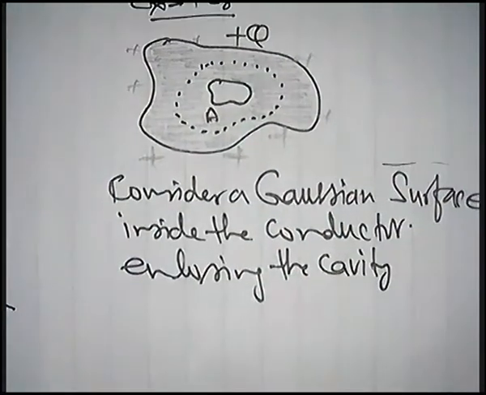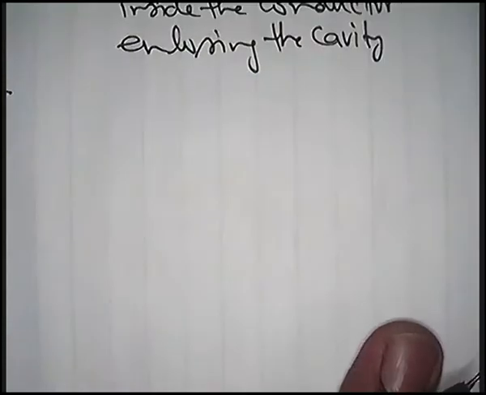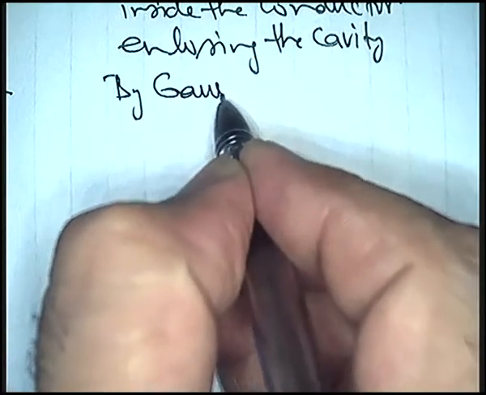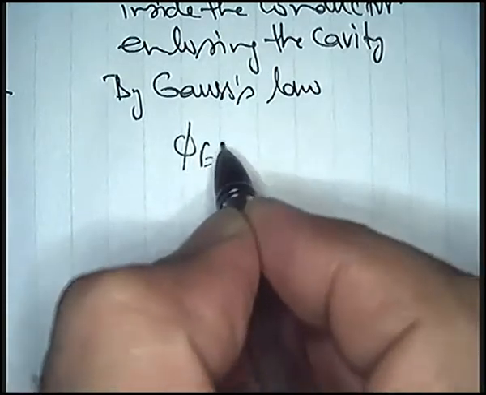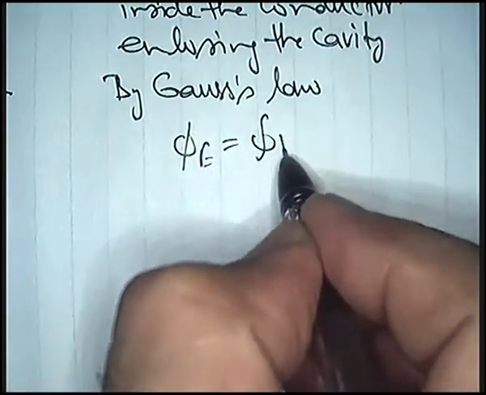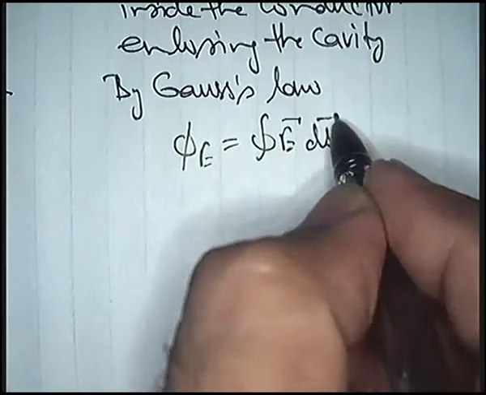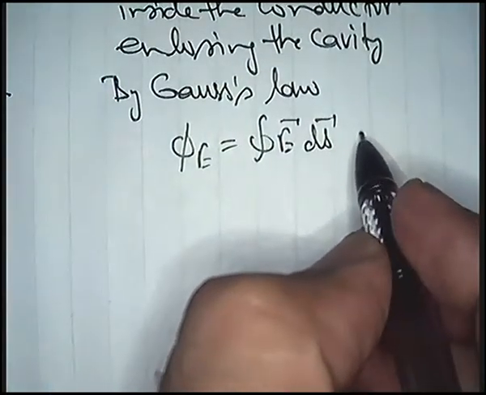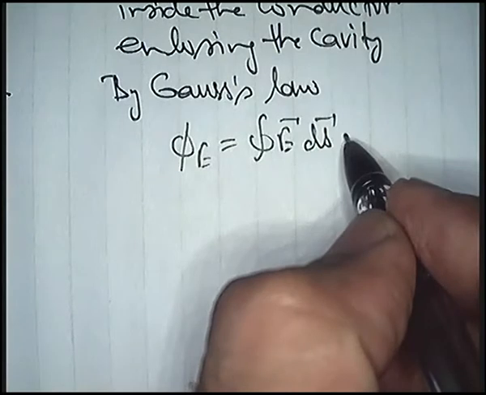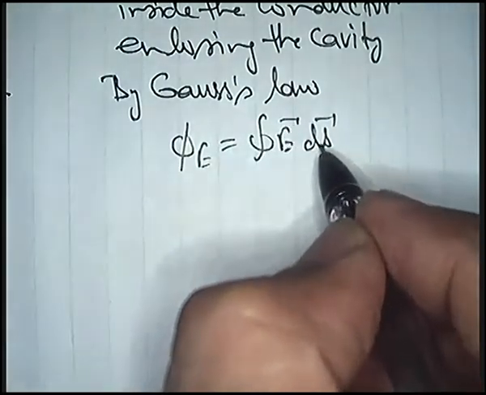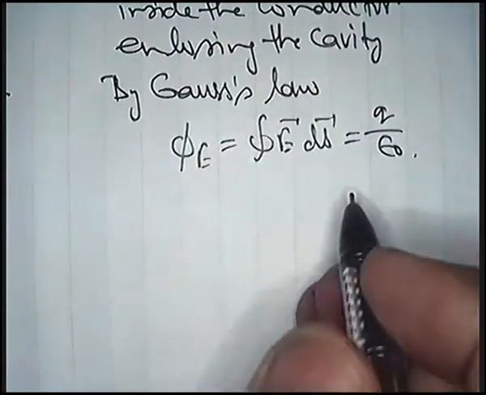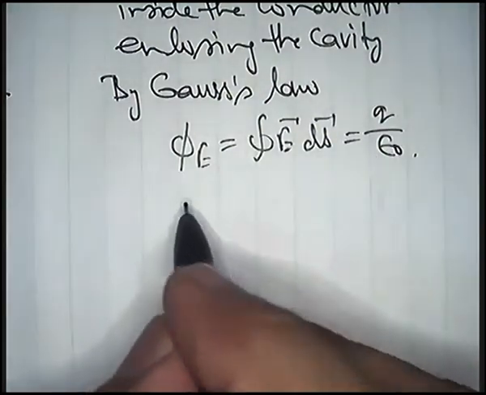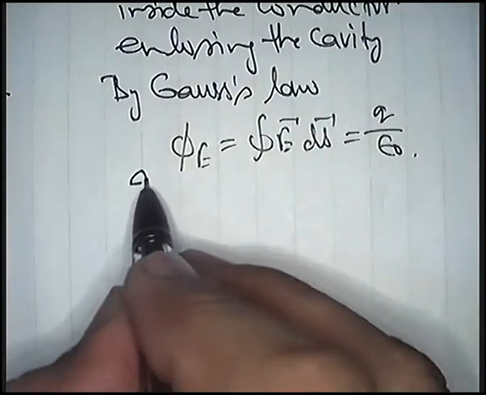Now, by Gauss law, total electric flux linked with the surface is given by the surface integral of electric field and area vector, I said area vector wrongly, is given by q by epsilon naught. Epsilon naught is the electrical permittivity of free space. ठीक है.